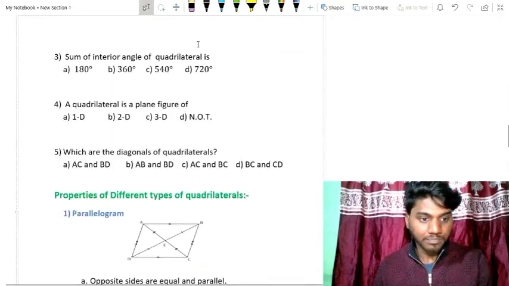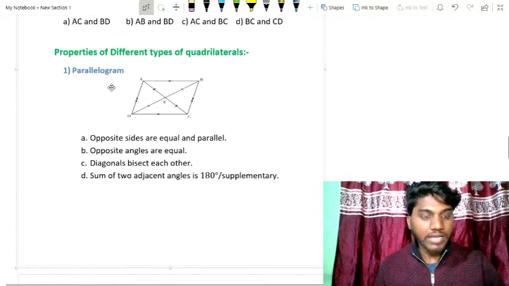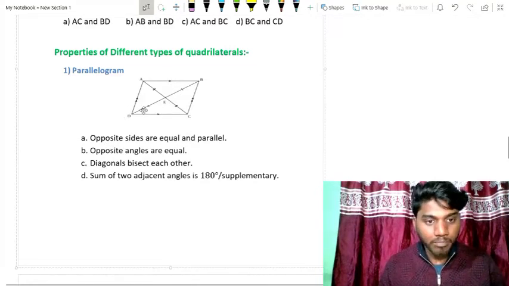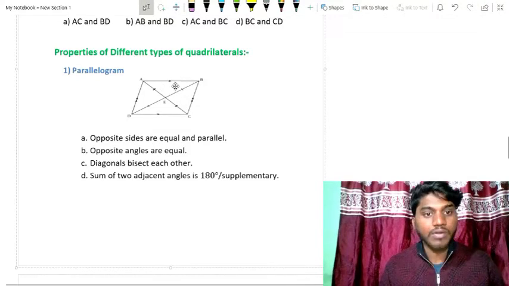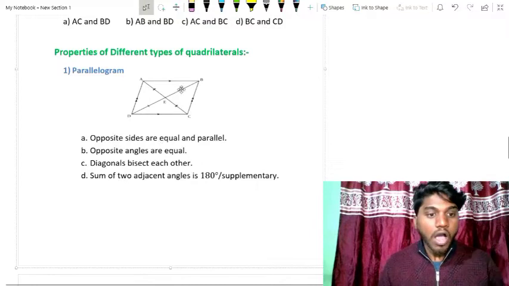Different types of quadrilateral. First of all, parallelogram. Opposite sides are equal and parallel. It means AB and CD are opposite sides, and they will be equal and parallel. AD and BC are also parallel and equal.